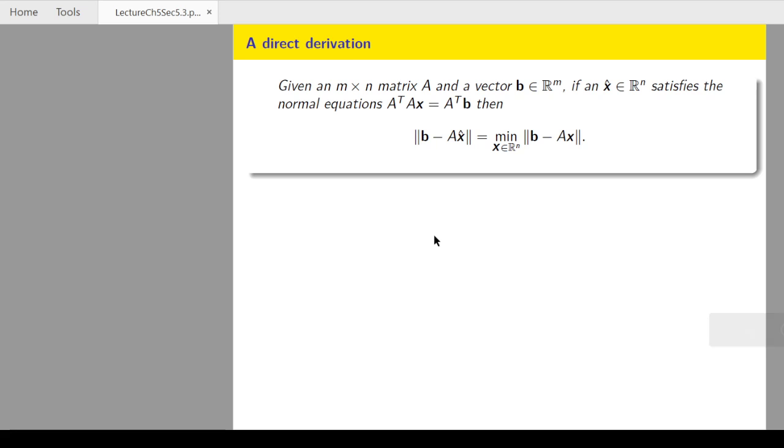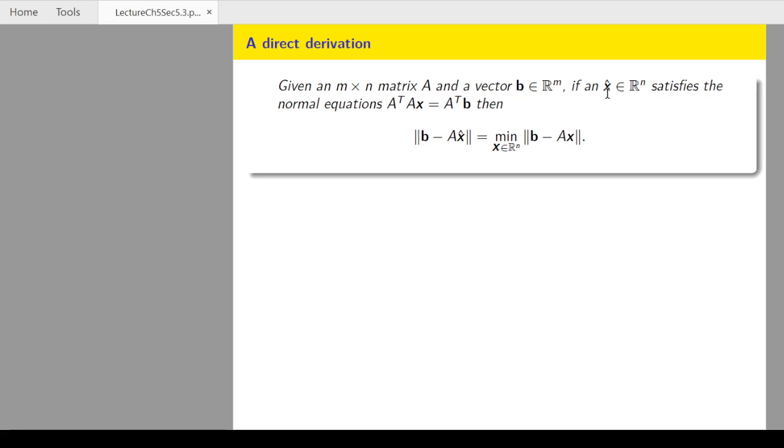Now we give a direct derivation for the results we got there. Here is the statement. We consider an m by n matrix A and vector b, where b belongs to R^m.